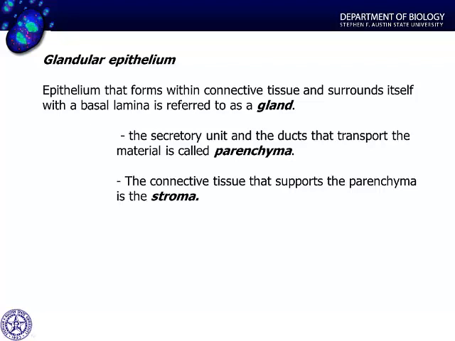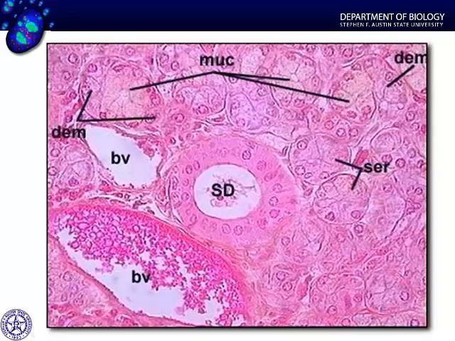So, glandular epithelium is going to be that epithelium that is surrounded by connective tissue and produces a secretory product in a structure called a gland. Now, the epithelium that actually produces the material is referred to as the parenchyma of the gland. And then we have other tissues surrounding that epithelium, and we simply refer to that collectively as the stroma of the gland.